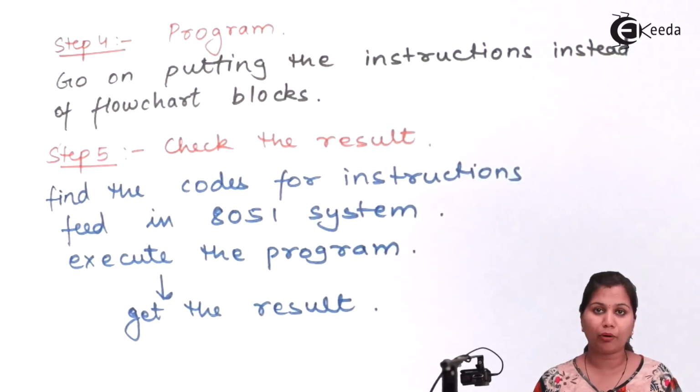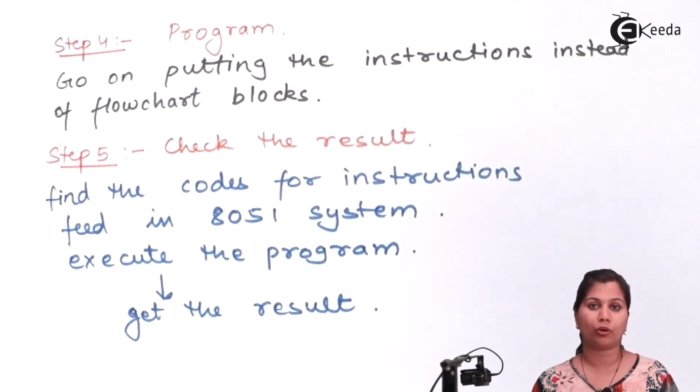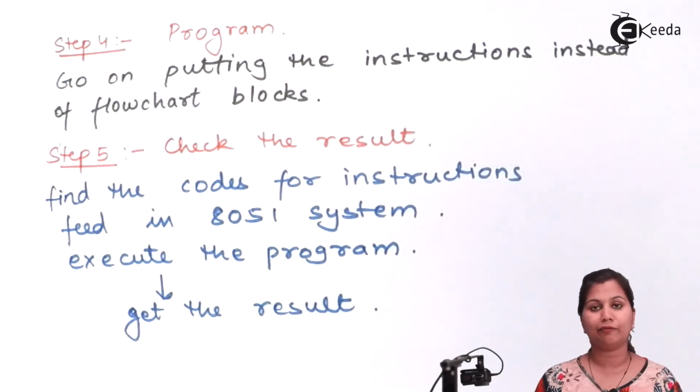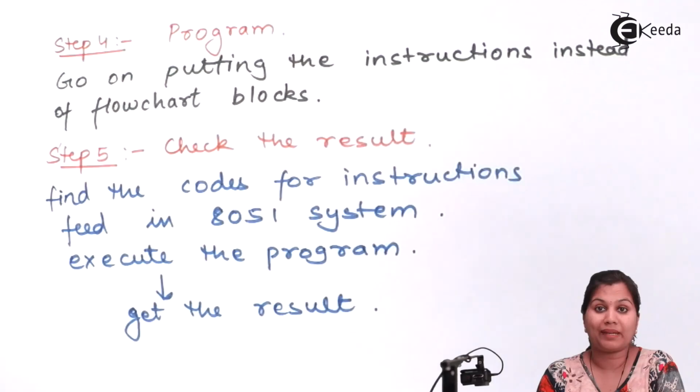First, define the problem which we have to solve. Second, find the solution plan. Then third, draw the flowchart. In the fourth step, write the program, and in the fifth step, check the result. So I hope that this topic, programming steps in 8051 microcontroller, is now clear to you.